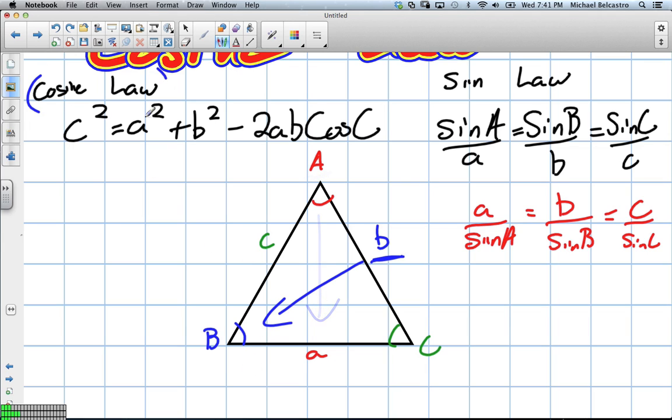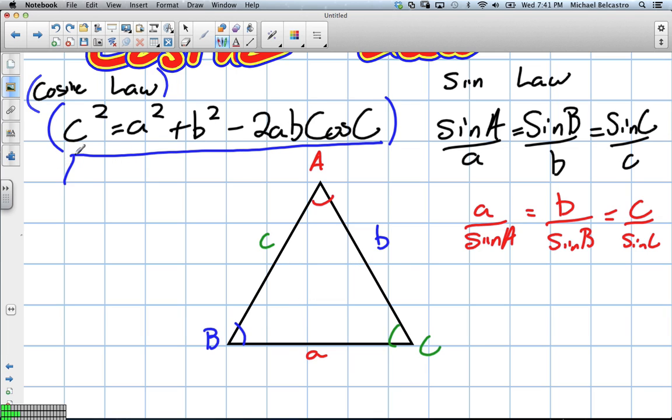Now, cosine law. They'll write this many different ways. I suggest just to memorize one version. This one here, which says side C squared is equal to side A squared plus B squared minus 2 times side A times side B times cos angle C. Only one angle needed in this formula.